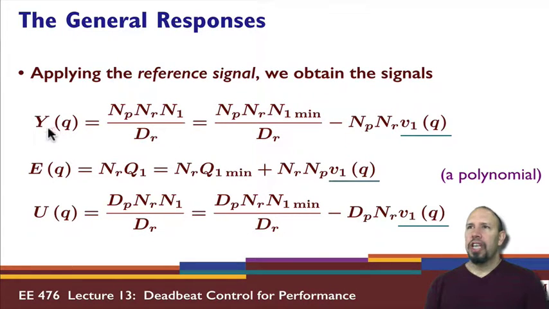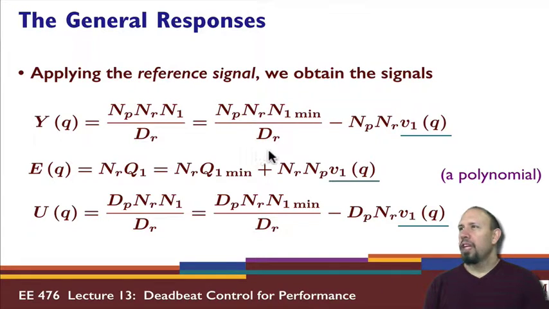Here are the actual signals U, E, and Y that describe the response of the system, and each of them is a function only of V1, not of V2. Okay, so this shows how the performance comes into play. These are functions of V1, not of V2. So you might ask the question, well, where does V2 come in? That's the robustness, and we'll see that when we look at the robustness issues.